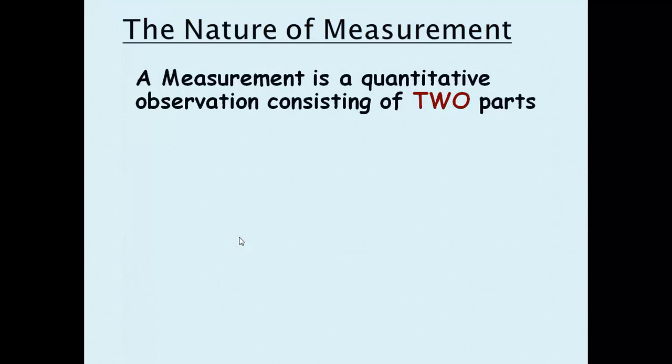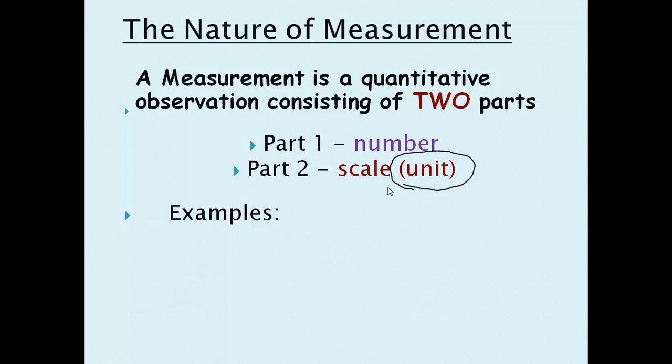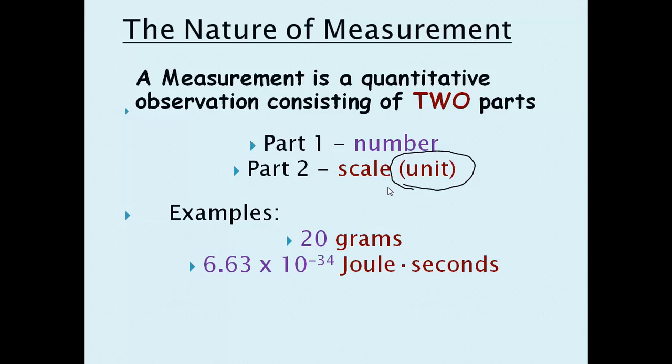Okay, when we take measurements, there are two parts to that measurement. There is the number, which is very important, but the number alone means very little. We need a unit. And what you're going to find as we get into the calculations of chemistry, every time you write down a number when you're solving a problem, you need to include a unit. Okay, there will always be points given for writing down the units. So for example, 20 grams. 20 is the number, grams is the unit. 6.63 times 10 to the negative 34th joule seconds. Okay, we've got a number and a unit.